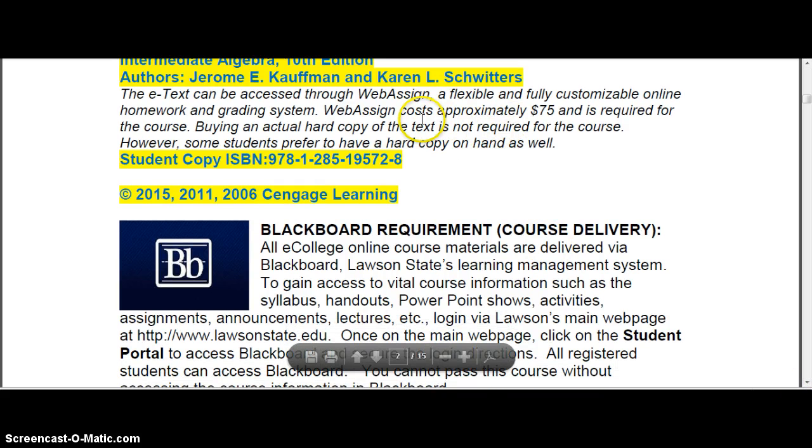Once you access WebAssign, it has the e-text attached, so you have access to the e-text, so it's not necessary to purchase a hard copy.